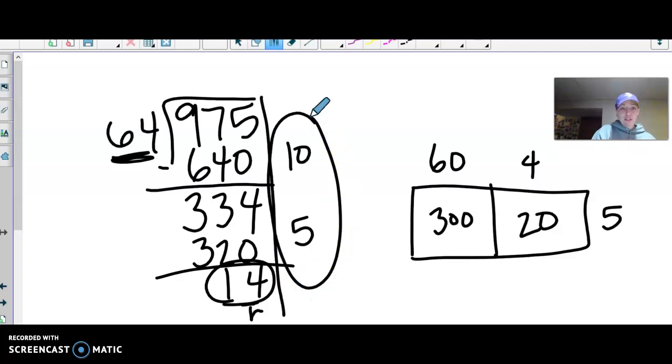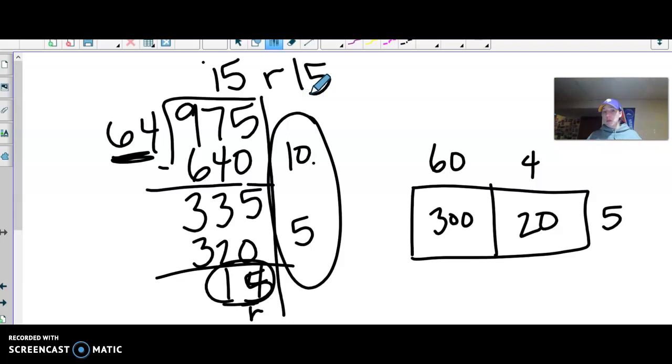Okay, so I have 15. Oh, maybe you noticed 5 minus 0 is 5. So this will actually be remainder 15. So 10 plus 5 is 15. My remainder is also 15. And again, it's okay that the remainder is so big. It could even be bigger than my quotient. As long as my remainder is smaller than my divisor, I'm good.